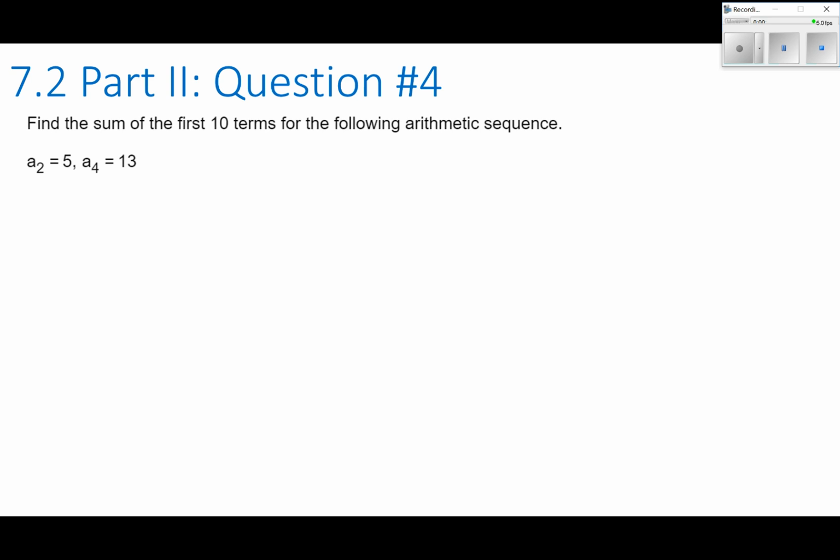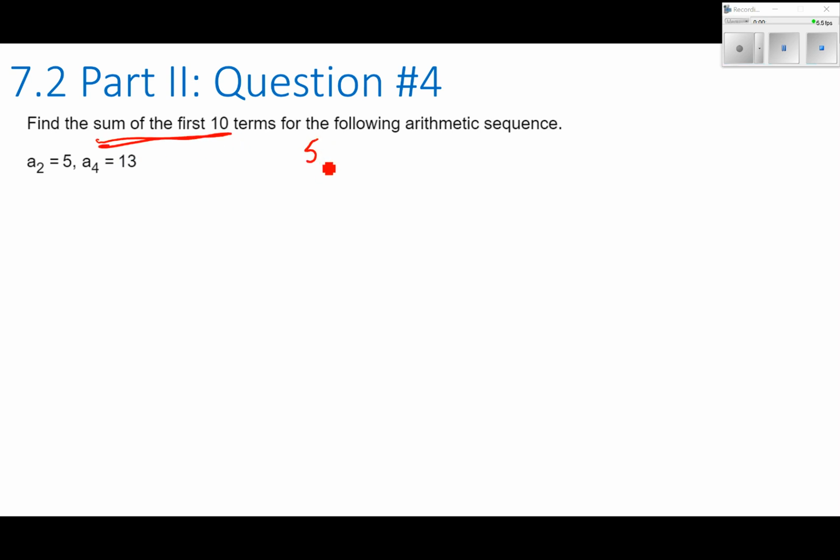These ones are kind of tricky when they give you just two numbers within the sequence, and they don't tell you the first one, which we usually use to work with, so they make it a little bit harder. So the first thing we want to know is it's saying the sum of the first 10 terms.